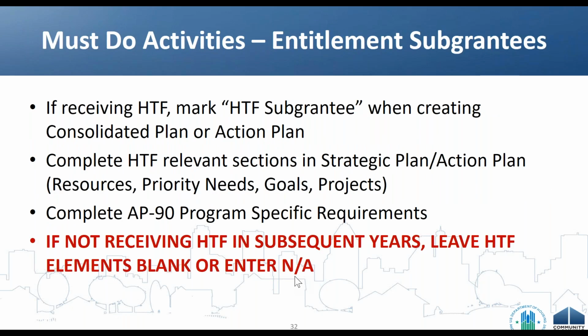Now for entitlement subgrantees, a little bit different. If you are receiving HTF as a subgrantee, you have to make sure that you're marking HTF subgrantee, that you're saying yes to that dropdown when you're creating your consolidated plan or your action plan, and then that you're including HTF in your strategic plan and in your action plan, in your resources, in your priority needs, in your goals, in your projects. And that you're completing the AP 90 program-specific requirements for HTF.